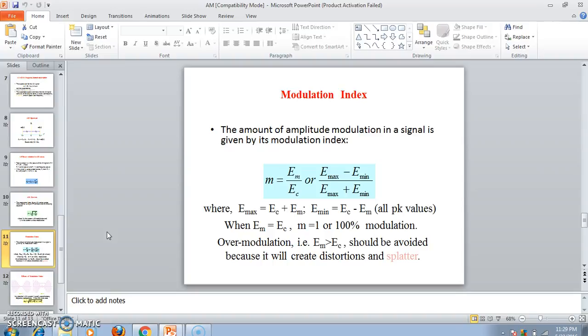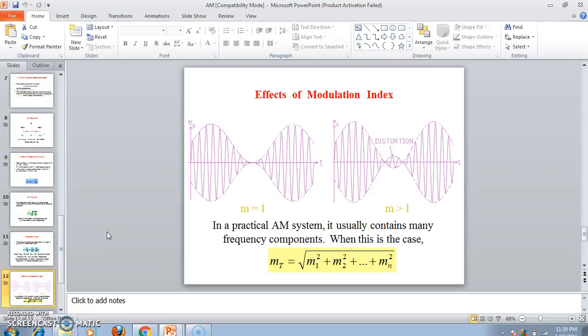When EM exceeds EC, it is called over modulation, in which the information is lost. If both are equal, it is 100% modulation. If EM is less than EC, by half of it for example, it is called under modulation. Then this shows the different effects of over modulation and perfect modulation.